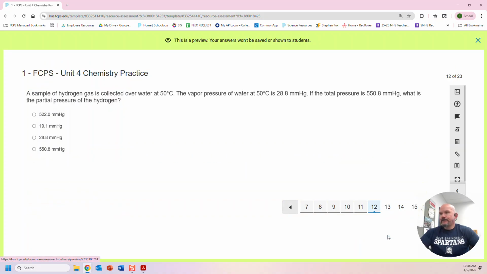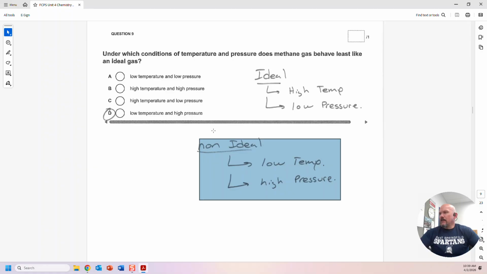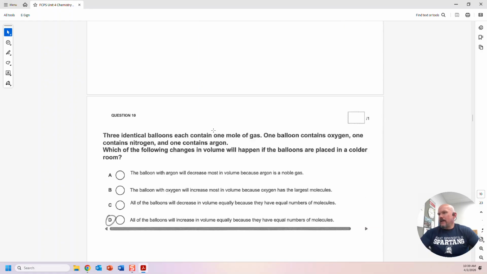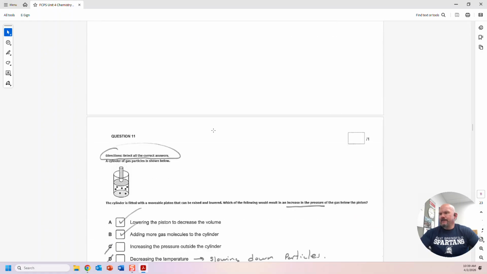Higher pressure. All right. A sample of gas is collected over water at 50 degrees Celsius. The vapor pressure of water at that same temperature is 28.8 millimeters of mercury. If the total pressure is 550.8 millimeters of mercury, what is the partial pressure of the hydrogen gas that's being collected? This is a very easy question, but I think there are a lot of numbers and maybe the setup might be a little confusing.